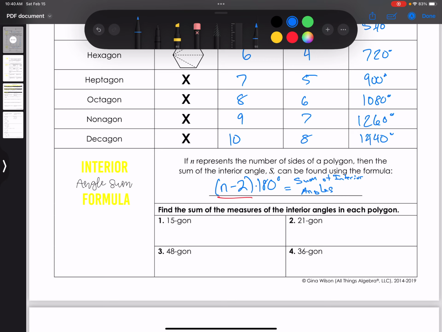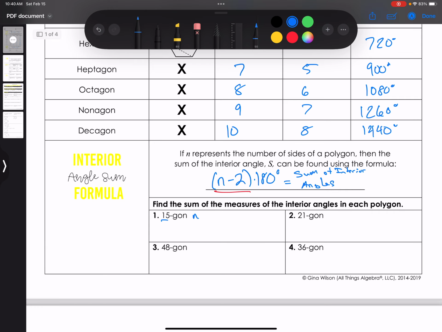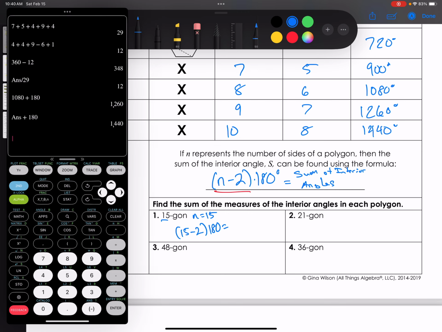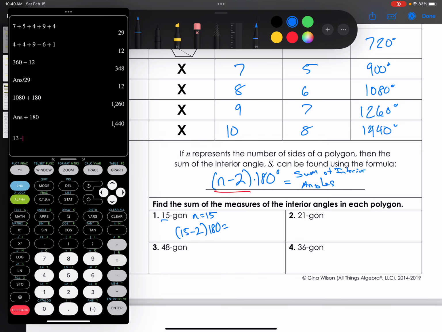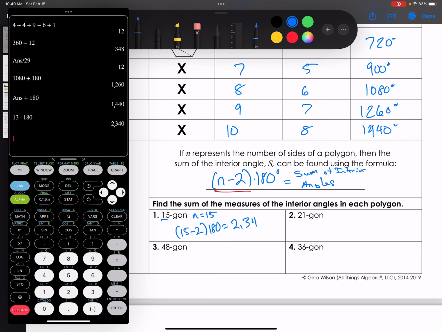Okay, so you're going to see it mostly when I go past 10. You're going to see something like this, where it says 15-gon, and all that means is it's a 15-sided polygon. So our n in this case is 15. If I plug my n into the formula here, I'd have 15 minus 2 times 180, which is going to be 13 times 180. A 15-gon has a sum of 2,340 degrees.